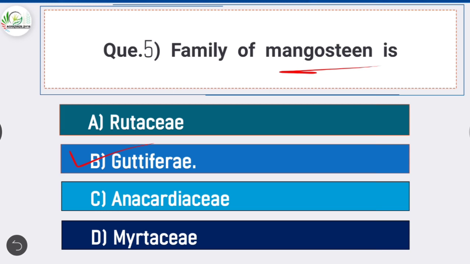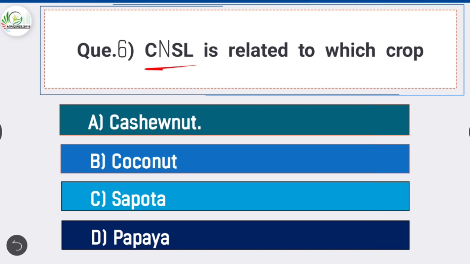Question number 6. CNSL is related to which crop? Answer is option A, cashew nut. CNSL is related to cashew nut. CNSL is cashew nut shell liquid.